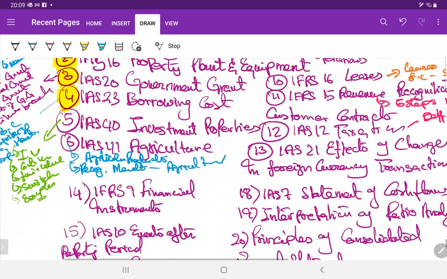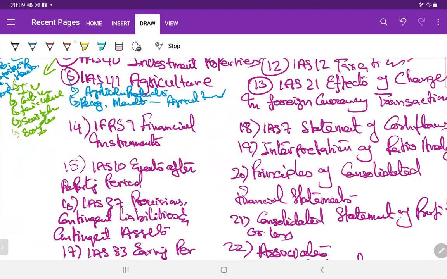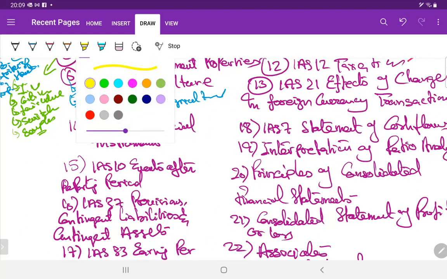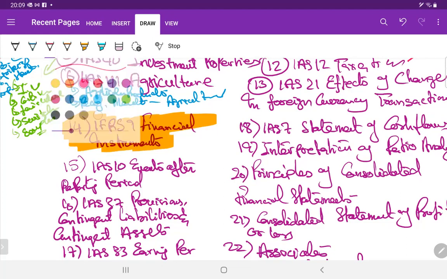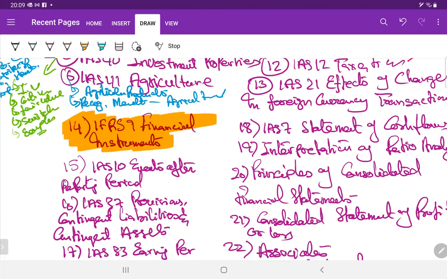Then we will move to one of the difficult standards which students find, that is IFRS 9 Financial Instruments, and I will make it simple and easy for you. This standard will cover what are financial instruments, what is a financial asset, what is a financial liability, and their accounting treatments, obviously.